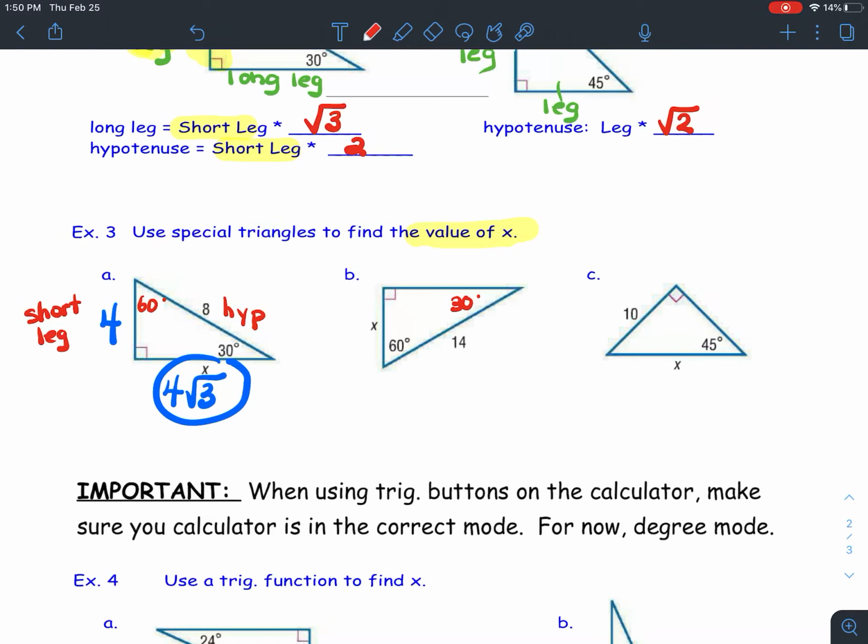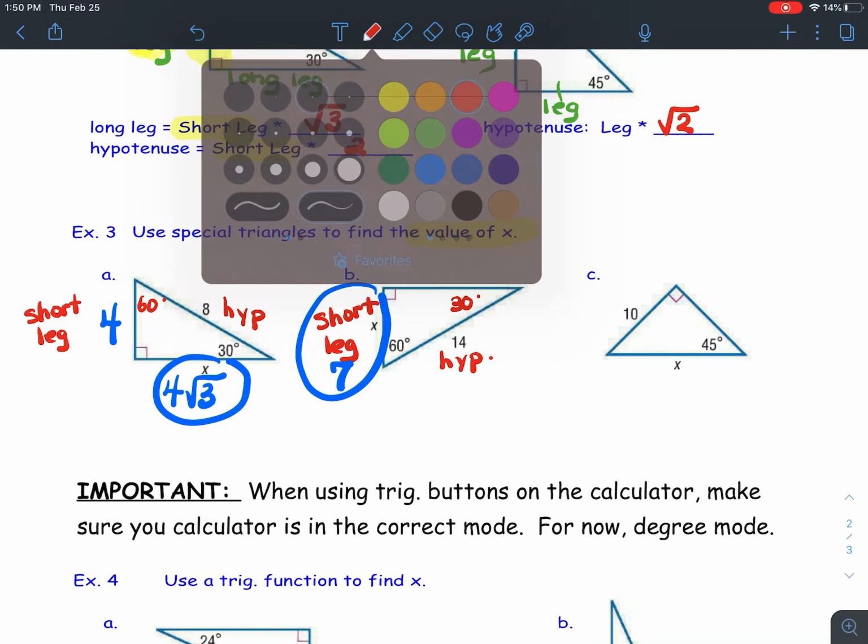Here again, a 30, 60, 90 triangle. Now on this problem, they give us the hypotenuse, again, is 14, only this time look at where the x is. The x is the short leg. It's always opposite the 30-degree angle. Well, if the hypotenuse is 14, then the short leg should just be half that, so the short leg would then be 7.